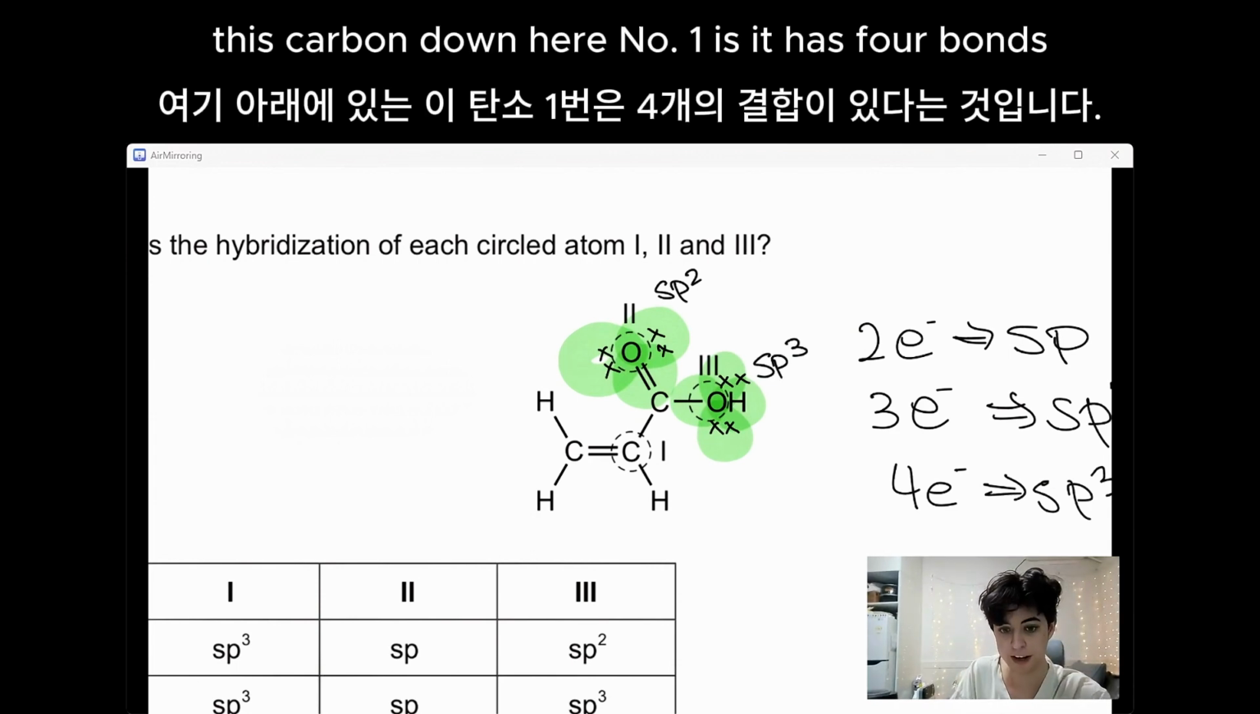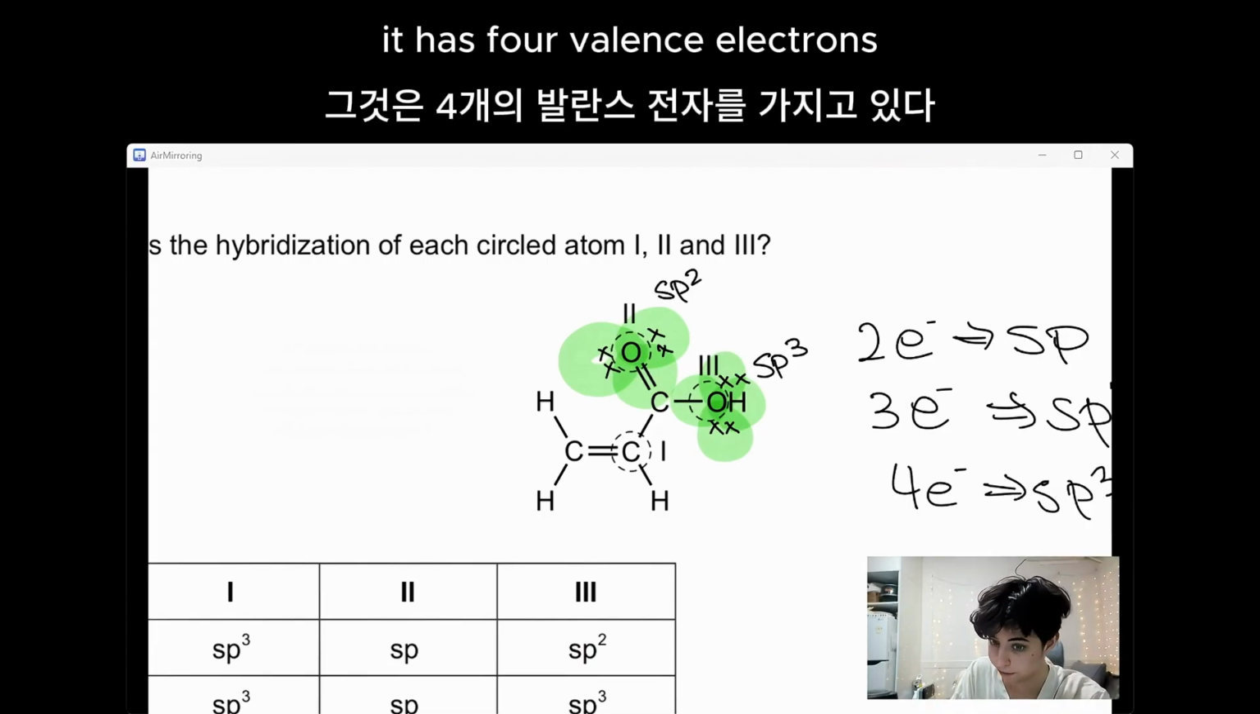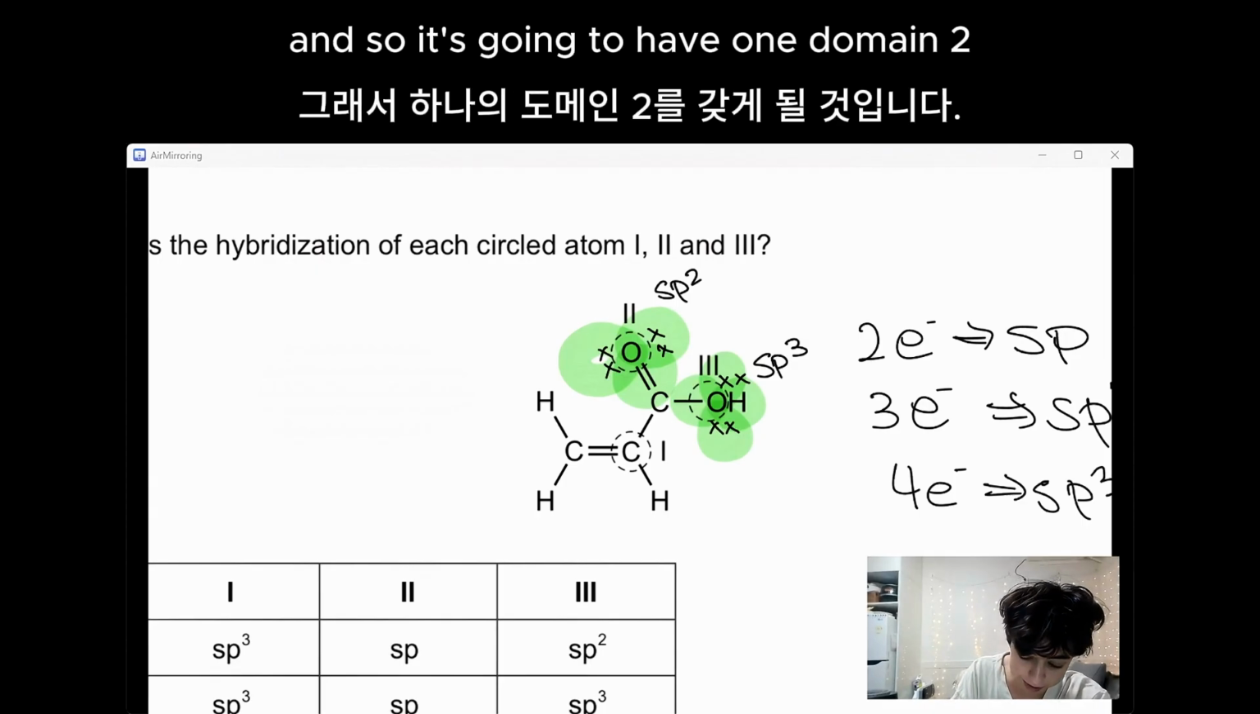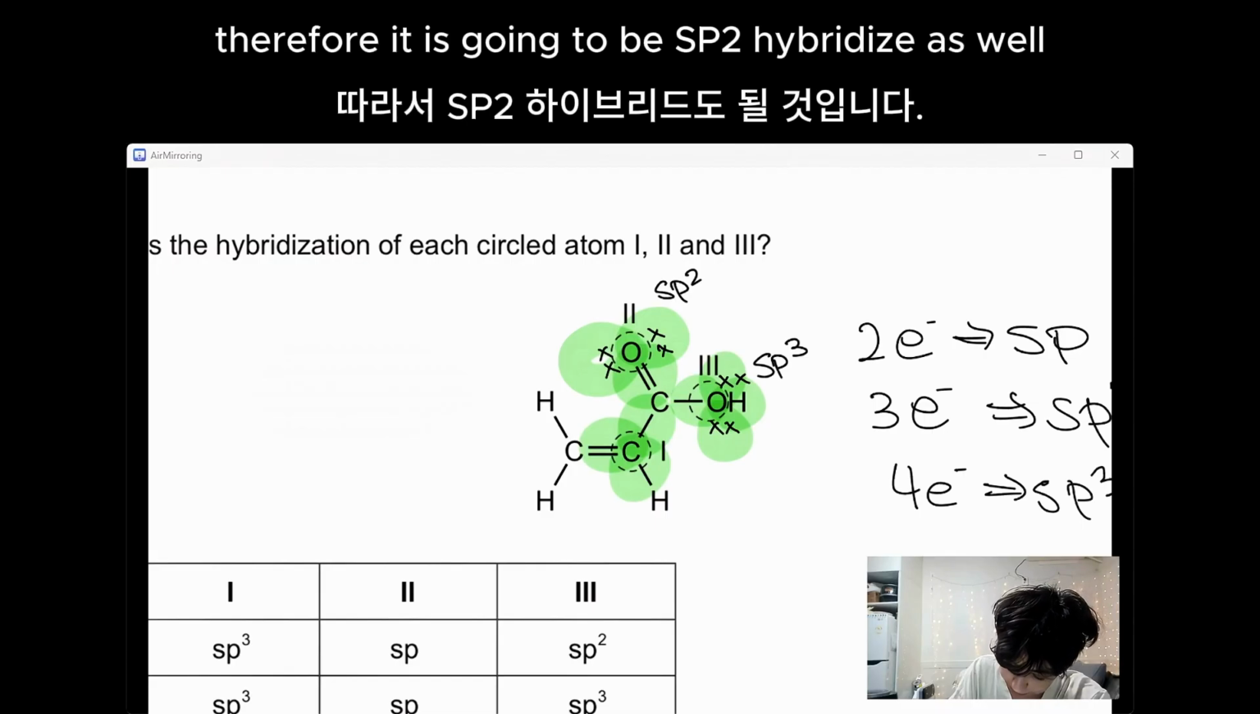This carbon down here, number 1, has 4 bonds. It has 4 valence electrons, so that's cool. Doesn't need any lone pairs. And so it's going to have 1 domain, 2, 3 domains. Therefore, it is going to be sp2 hybridized as well.